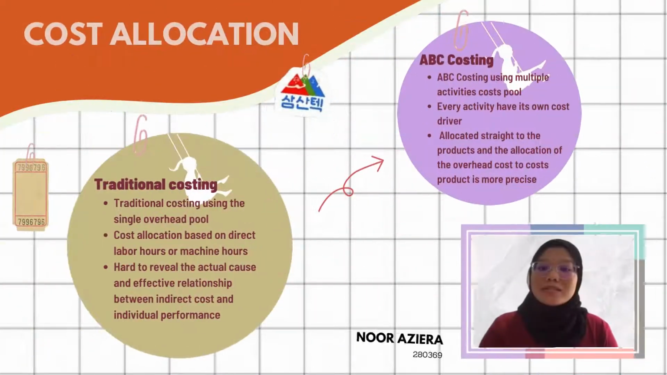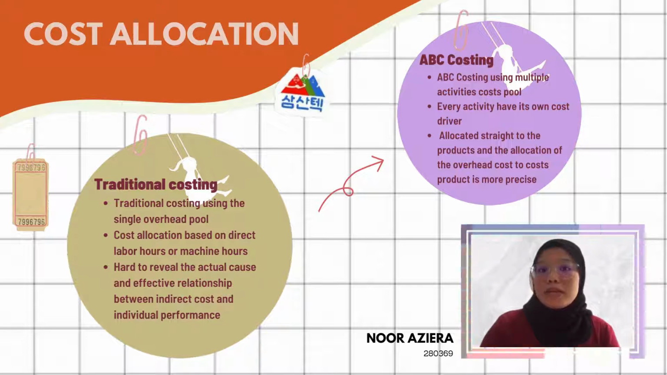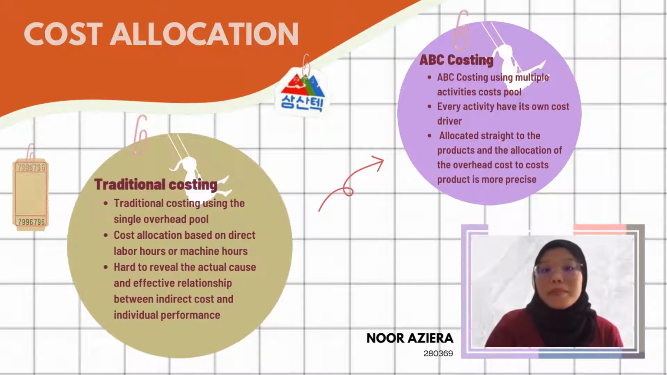The second one is cost allocation. Traditional costing only using single overhead pool, which leads to the certain amount of estimation in allocation. The cost allocation is based on direct labor hours and machine hours. So, it is hard to reveal the actual cost and effective relationship between indirect costs and individual performance.